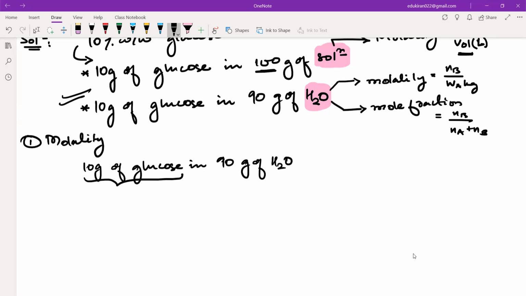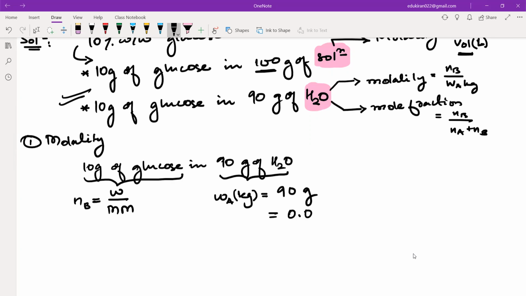Now we know this 10 gram of glucose, this information here, is given mass. It can give me information about n_B, that is the number of moles of solute, which will be equal to the given mass divided by the molar mass. And this information, 90 gram of H2O, can give me the information about W_A, that means the mass of solvent in terms of kg. So this will be 90 grams, that means it will be equal to 0.09 kg. Yes or no? Please tell me, guys. This will be 0.09 kg, no? Okay. Number of moles of solute. Given mass is how much? What is the given mass of glucose?